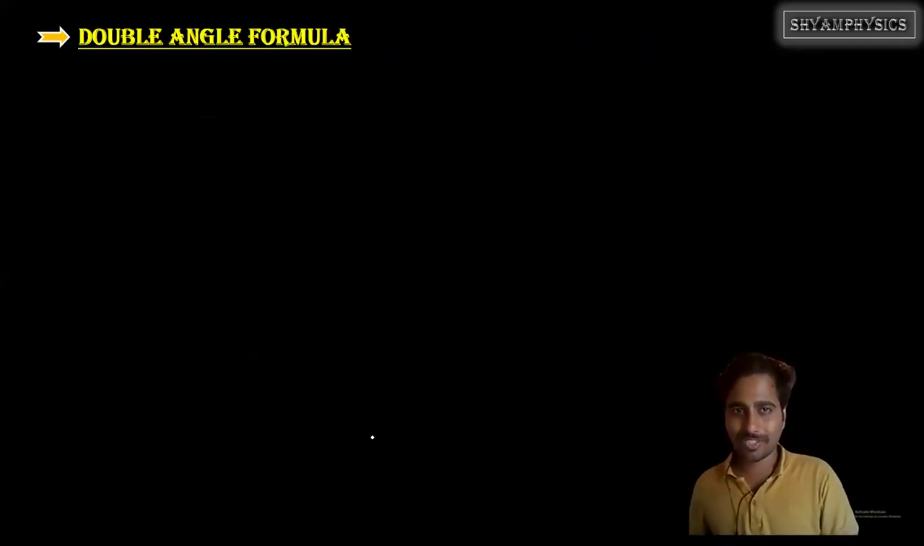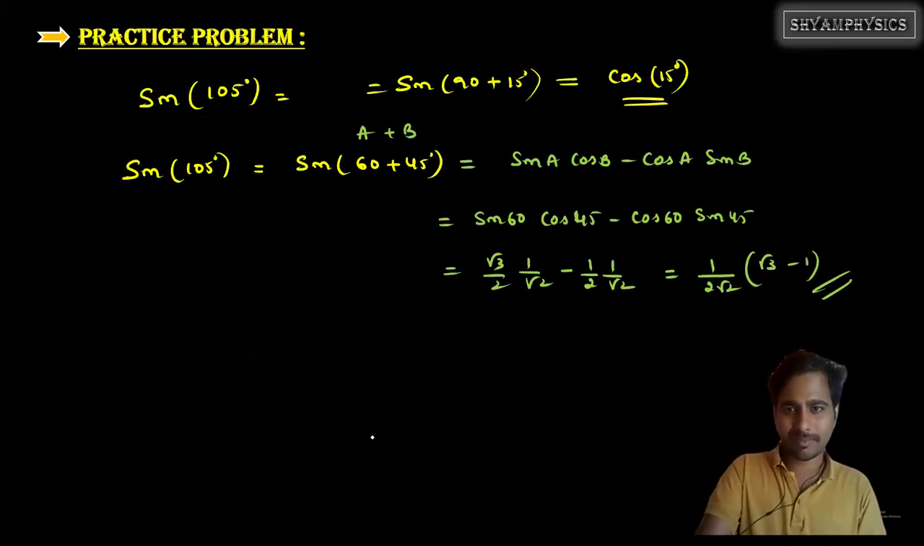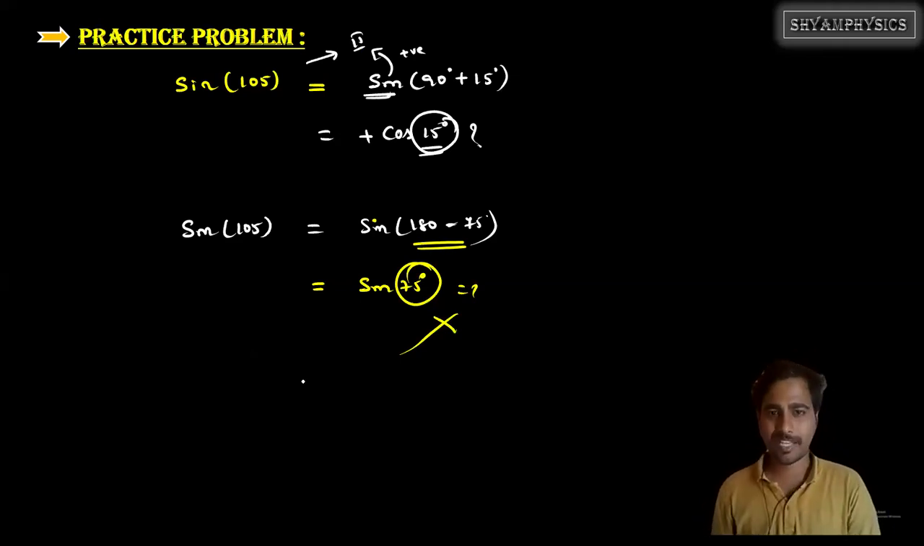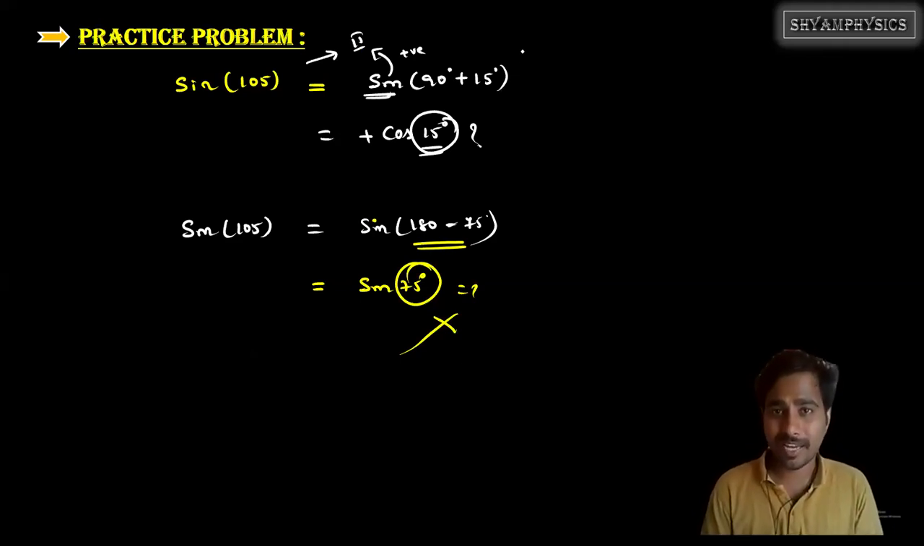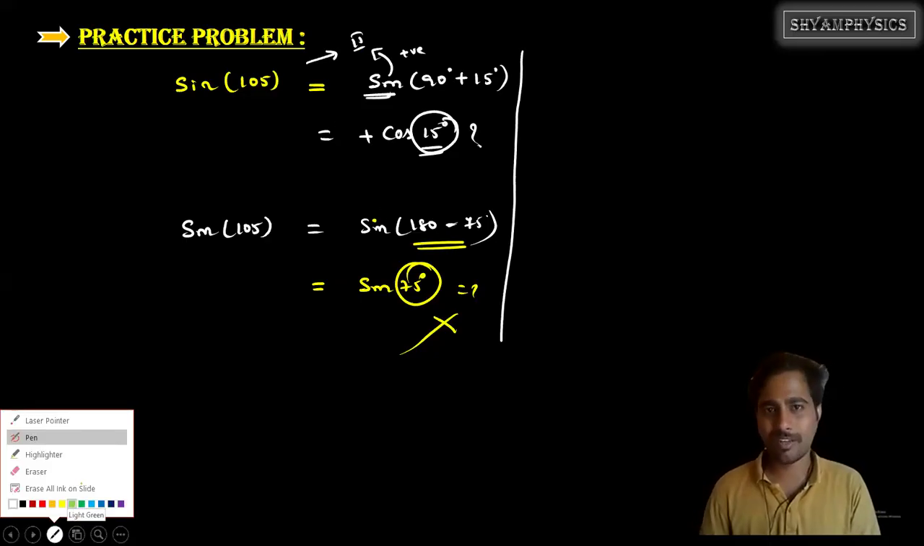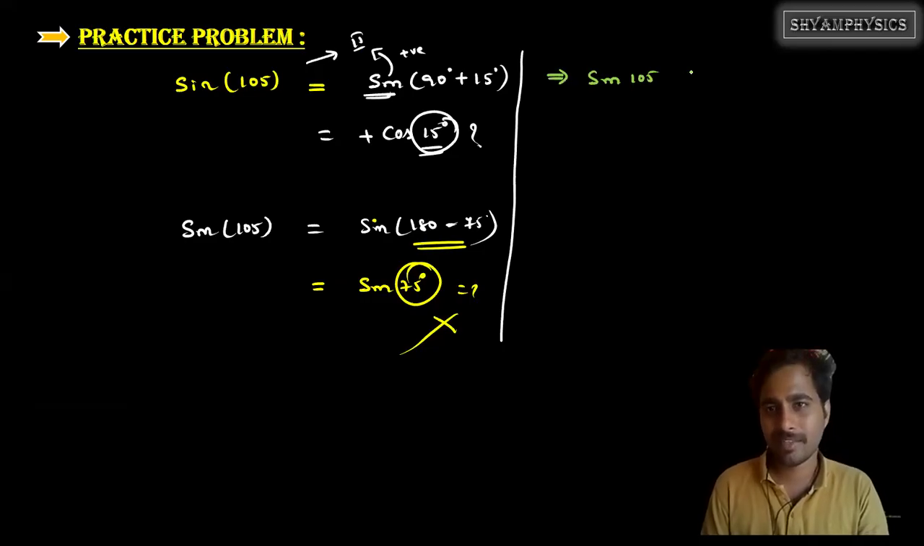Actually, I asked one question. Double angle formula, correct? Where did we go? Here. What is the question which I asked here? Actually, I want the answer for sine of 105. What you have written, look at this carefully. Sine of 105 you have written as sine.